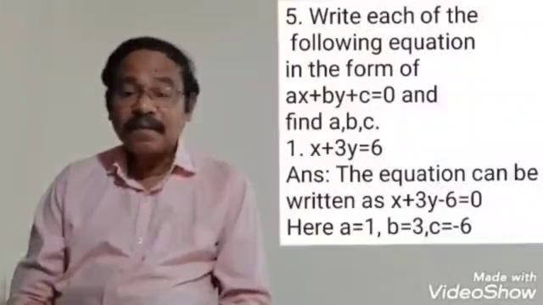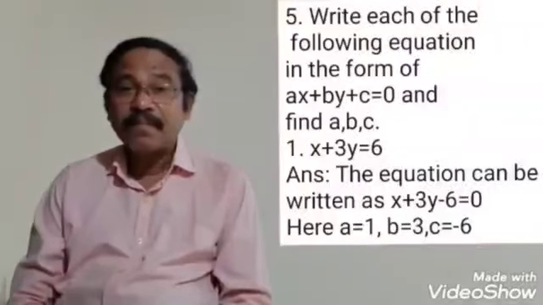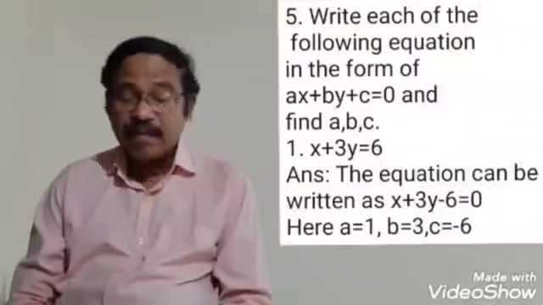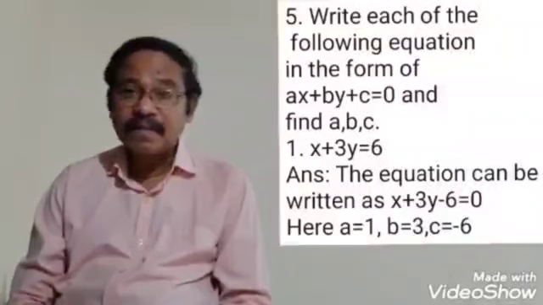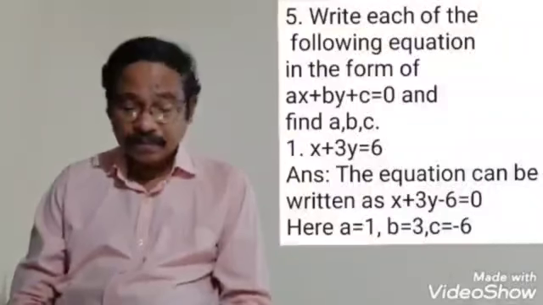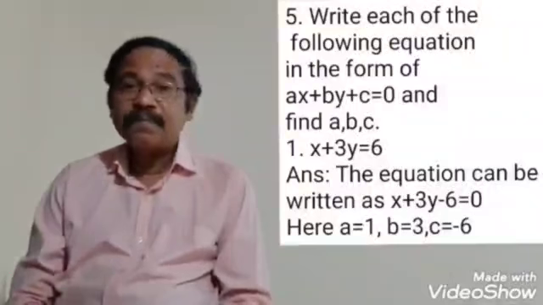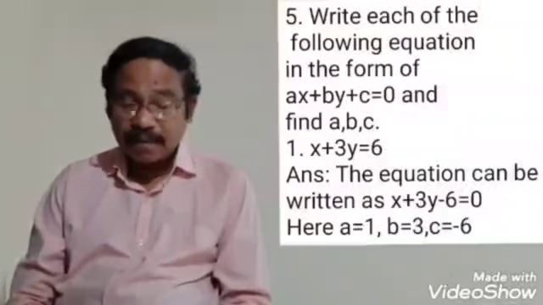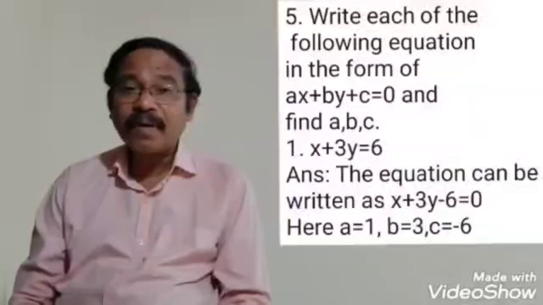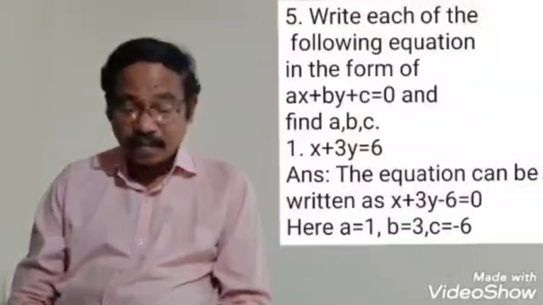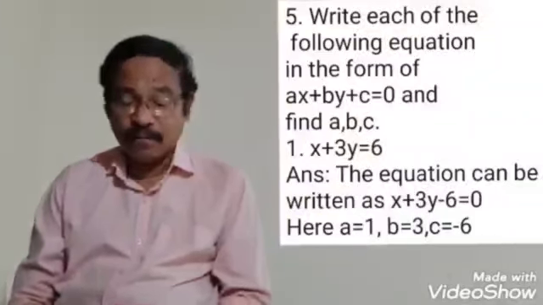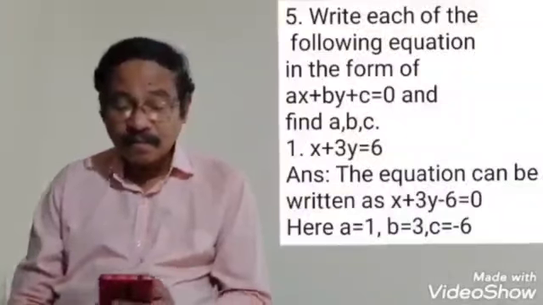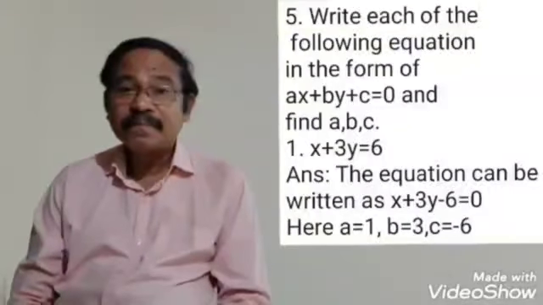See the answer. The equation can be written as x plus 3y minus 6 is equal to 0. Now comparing with ax plus by plus c is equal to 0, here a is equal to 1, b is equal to 3 and c is equal to minus 6.